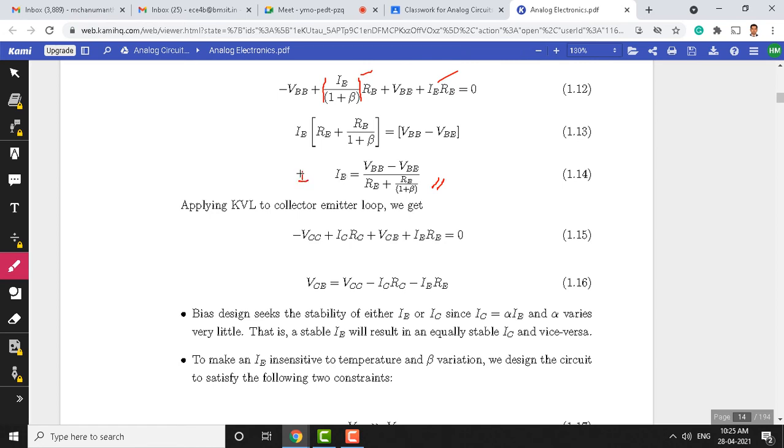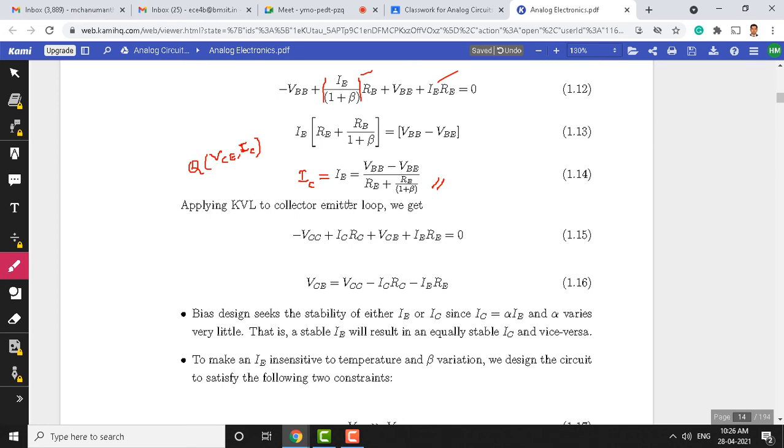Okay, so now we got one of the operating point coordinates. What is the operating point of a BJT? It is VCE and IC. This is the operating point, also called the Q point. So we got one of the coordinates of the operating point, IC. The expression is given here. This is approximately, not exactly.